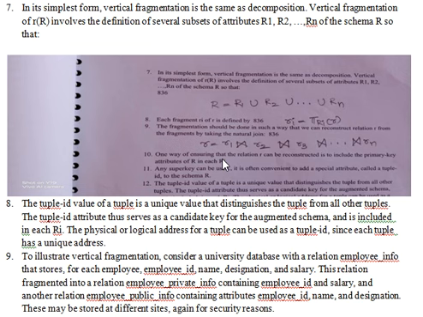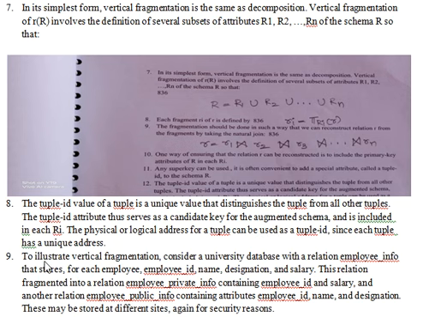Next, we are moving to the super key. Any super key can be used. It is often convenient to add a special attribute called a tuple ID to the schema capital R. Tuple ID is nothing but a serial number, like that. The tuple ID value of a tuple is a unique value that distinguishes the tuple from all other tuples. The tuple ID attribute thus serves as a candidate key for the augmented schema and is included in each Ri. The physical or global address for a tuple can be used as a tuple ID since each tuple has a unique address, physical address or logical address.